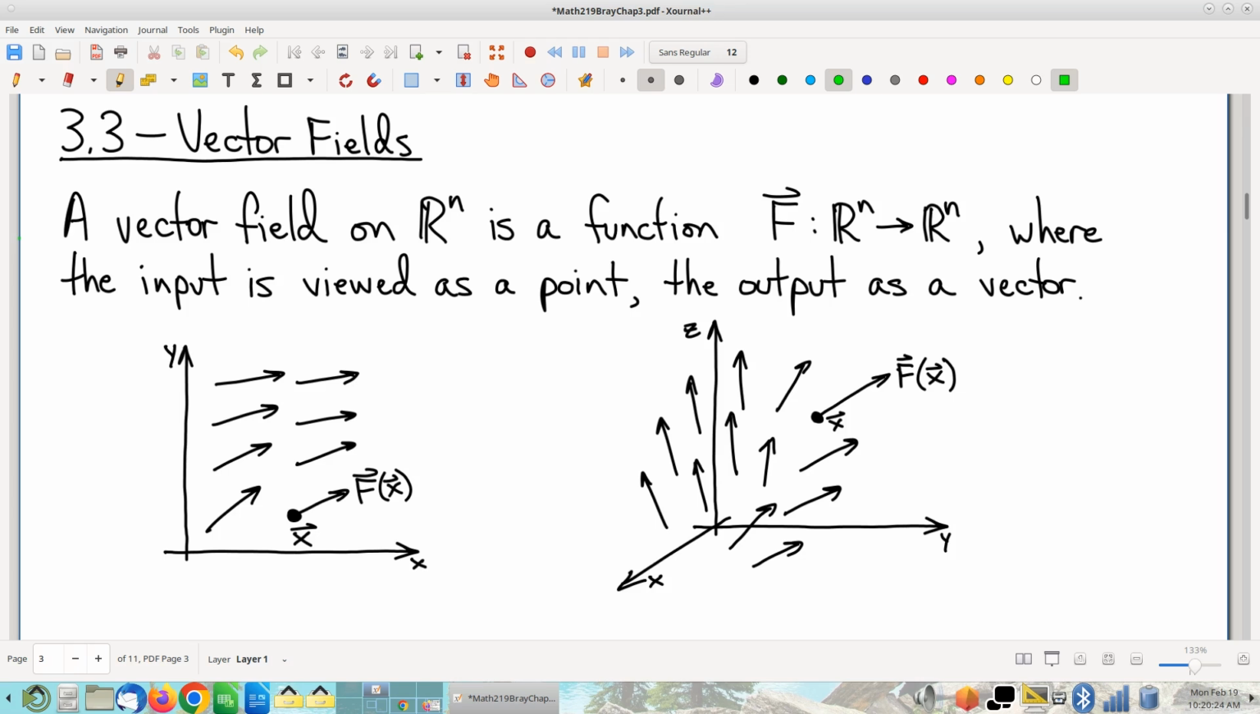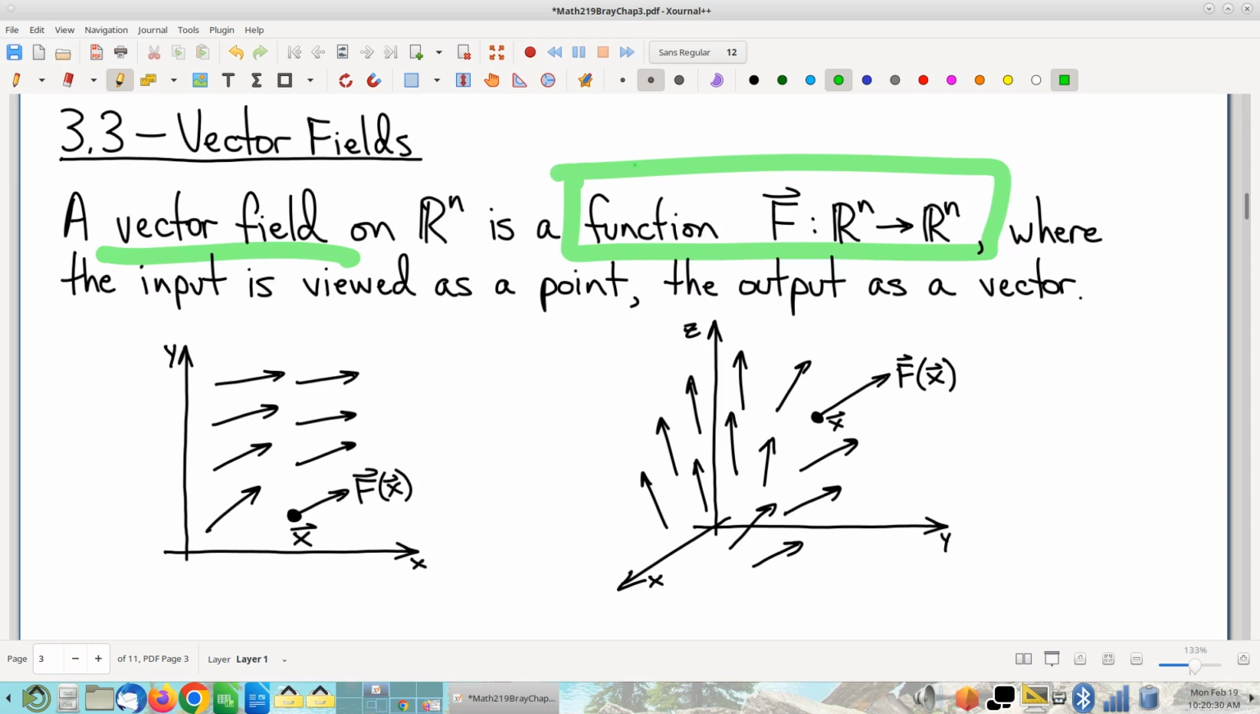Here it is, a vector field. What it is most fundamentally is a function, specifically a function whose domain and target are both not only Rn, but the same Rn. Right, so this is important. Rn to Rn. Same, has to be the same one.